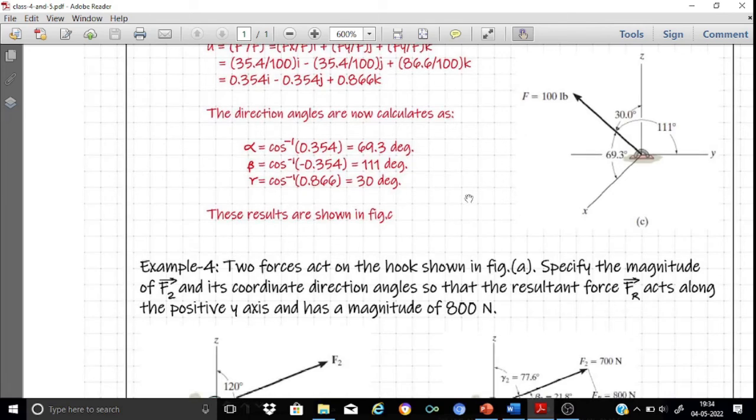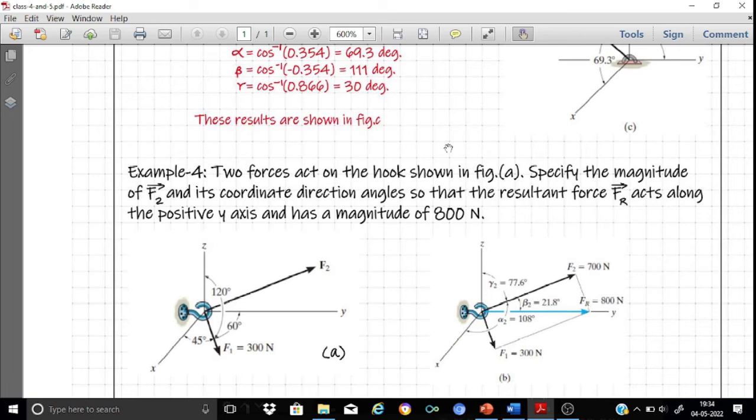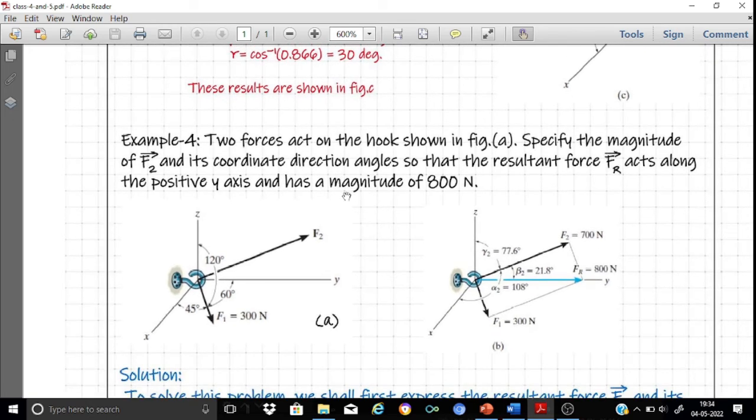Okay. So now let me finally take you to the other problem. That's the final problem. This again is a very simple problem, and this provides you a simple way of expressing a given set of forces in terms of the Cartesian vector coordinates and then proceeding for the analysis. So let me read the problem statement.